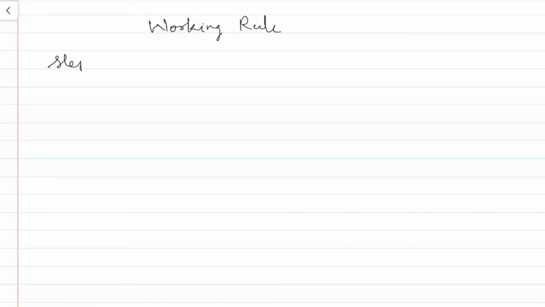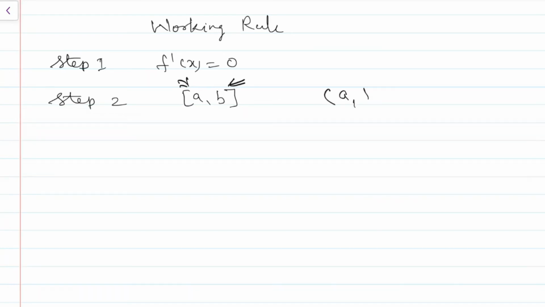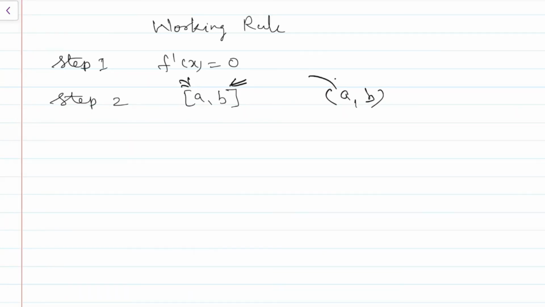Step number 1. First find all the critical points of the interval, that is, we'll equate the first derivative to 0 and then find the corresponding values where the first derivative vanishes. Step number 2. If the function is defined in the closed interval, say [a, b], we'll find the value of the function at these endpoints, that is f(a) and f(b). If it is open interval (a, b), we need not find the value of f(a) and f(b).